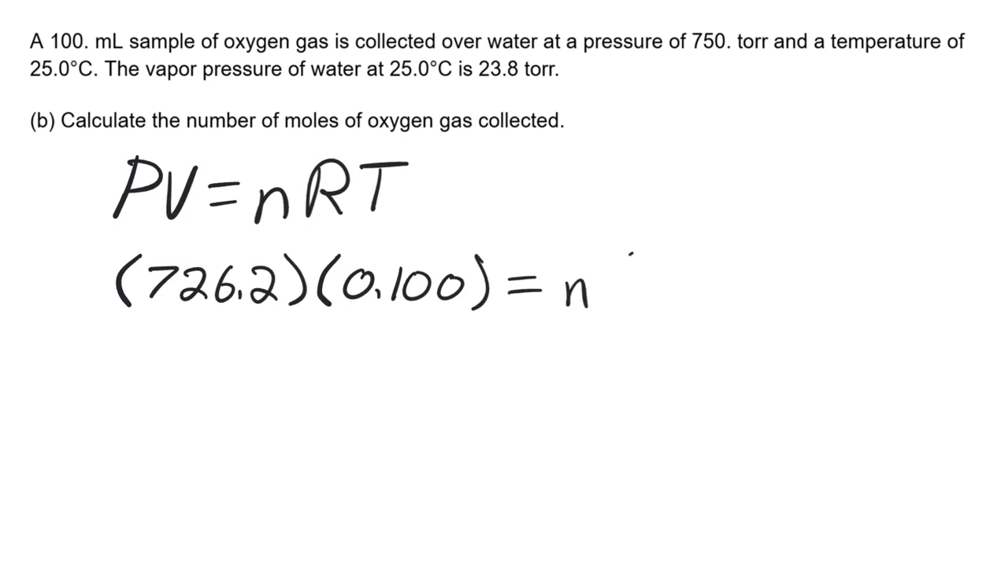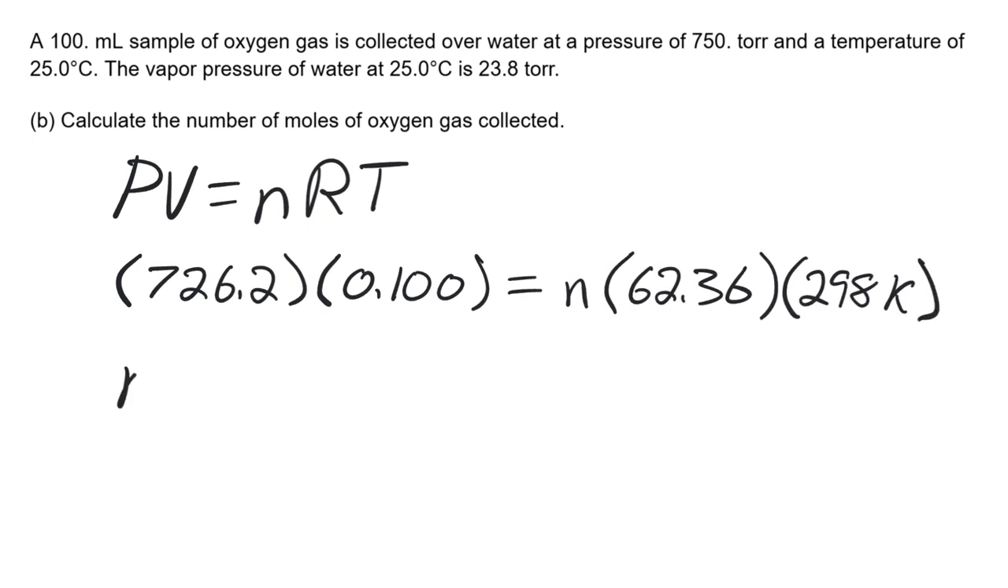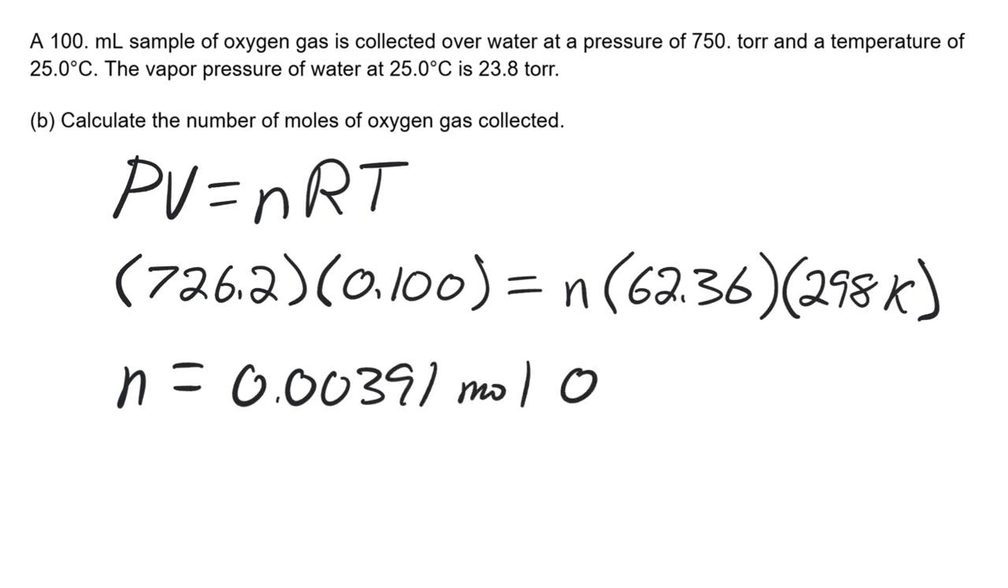n is what we want to solve for. R is 62.36 liter torr per mole Kelvin, because my pressure is in torr. And the Kelvin temperature is going to be 298. Solve for n, and what we end up with is 0.00391 moles of oxygen.